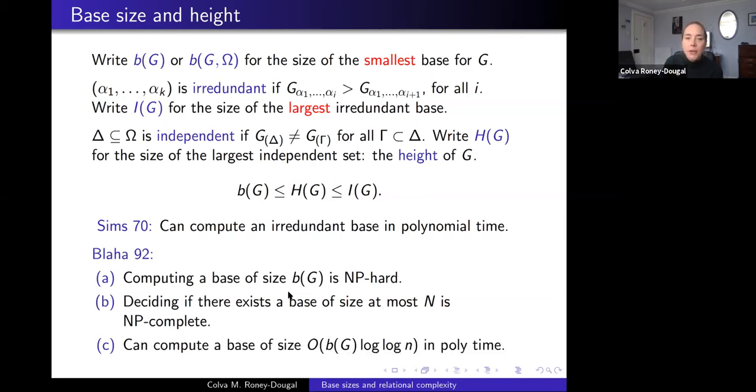Conversely, you can compute a base of size big O of the minimal base size times log n in poly time. So there's an obvious greedy algorithm for computing a base, which is stabilize a point, pick something in the biggest orbit that's left, stabilize that point, pick something in the biggest orbit that's left, stabilize that point. That will give you one, he proves, of size minimal times log n. And you can do that in poly time because I just told you how to do it in poly time.